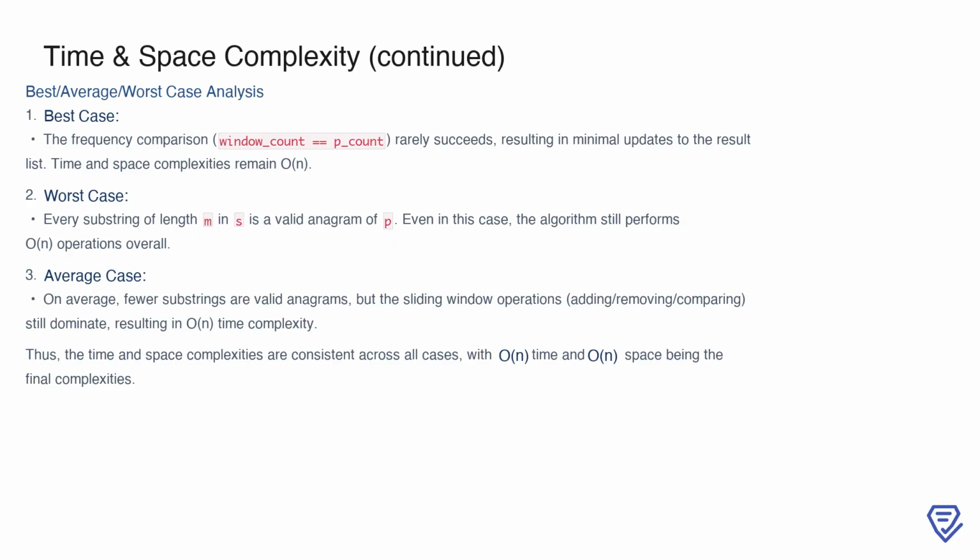On average, fewer substrings are valid anagrams, but the sliding window operations, adding, removing, and comparing characters, dominate, maintaining the O(n) time complexity. Consistently, across all cases, the time complexity remains O(n), and the space complexity, determined by the frequency counters and the result list, remains O(n) as well.